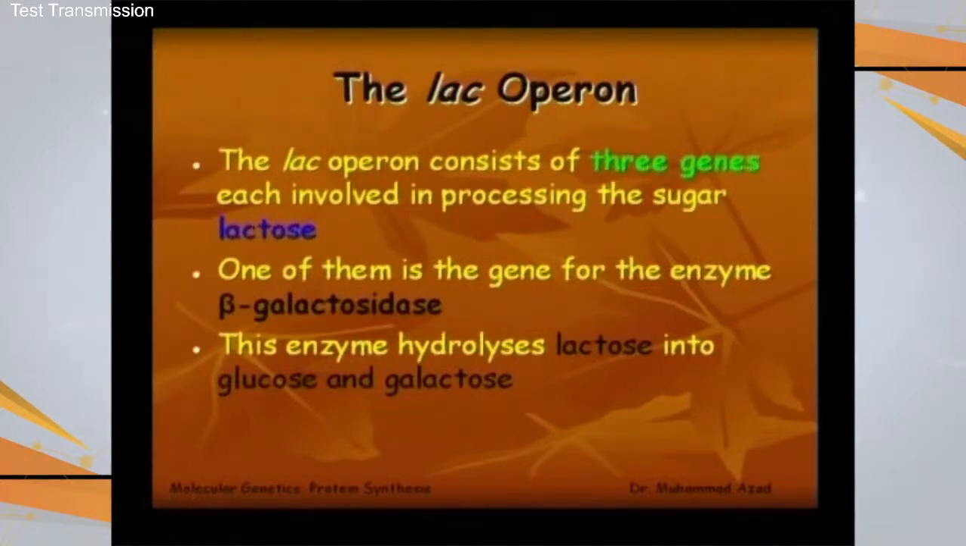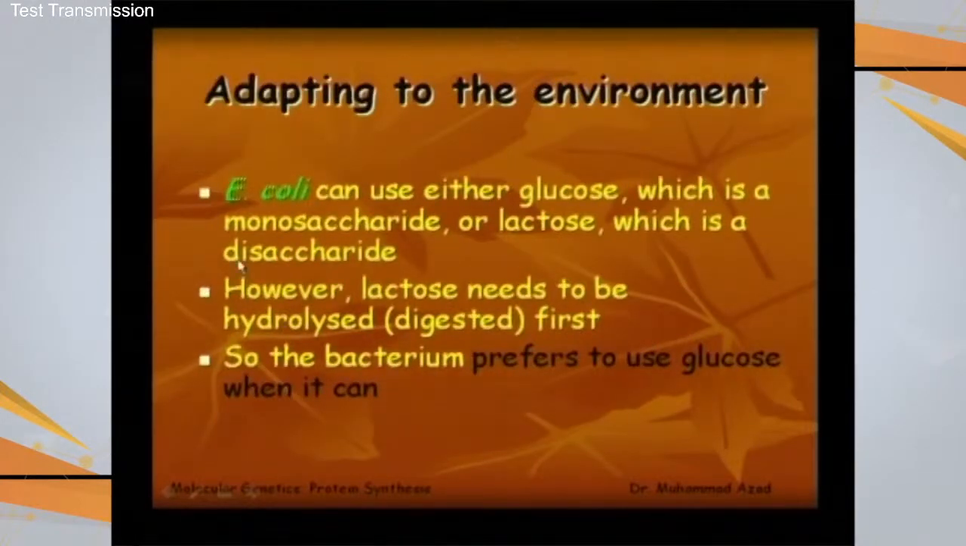They usually control an important biological process. Going with the Lac Operon, or lactose operon, the Lac Operon consists of 3 genes, each involved in processing the sugar lactose. One of them is the gene for the enzyme beta galactosidase. This enzyme hydrolyzes lactose into glucose and galactose. E. coli bacteria can use either glucose, which is a monosaccharide, or lactose, which is a disaccharide. However, lactose needs to be hydrolyzed and digested first, so the bacterium prefers to use glucose when it is available in the environment.